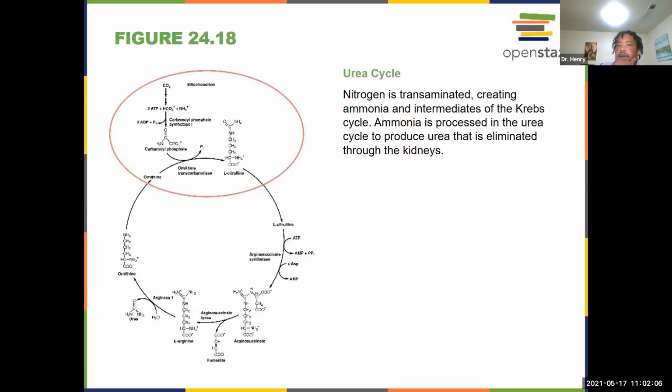This is the urea cycle, and we'll pick this up on Wednesday. I know it's a lot.